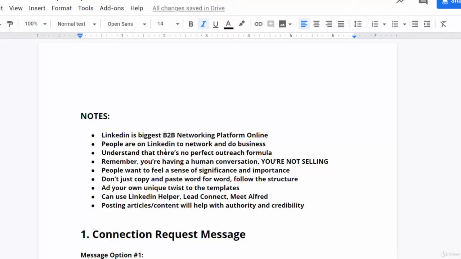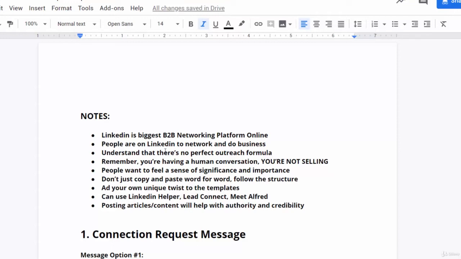And one key thing here I really want you to understand is that don't just copy and paste this word for word, okay? Follow the structure. Look at the structure that this is set up in, okay? And if you follow the structure of how this is outlined, then you can come up with your own type of messaging that you can add your own unique twist to so that it's coming from your own language, okay?